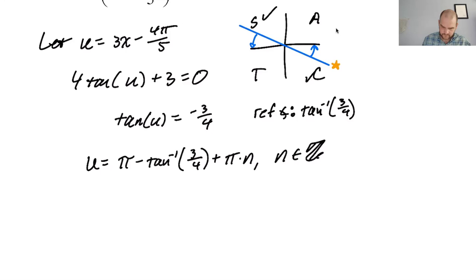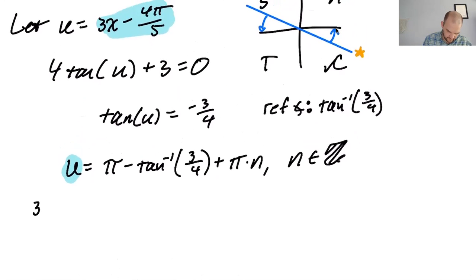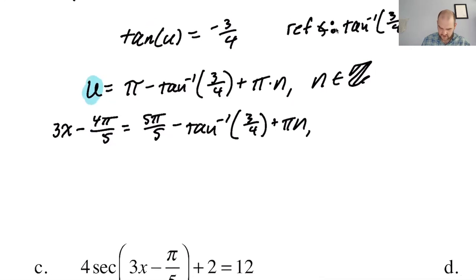So now what I'll do, whoa, excuse me. I didn't even change. Okay. So now what I'm going to do is change this u into 3x minus 4 pi over 5. I'm going to try to get a common denominator anywhere possible, but there's really not a lot that we can do. So what is that? 3x minus 4 pi over 5. I can change pi into 5 pi over 5, just so it's easier to see what I'm doing. And inverse of 3/4 plus pi n. Okay, I'm not going to write n as an L. I'll put a comma, just so we remember.